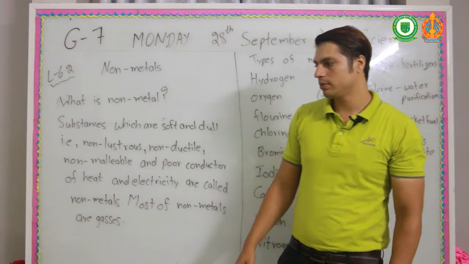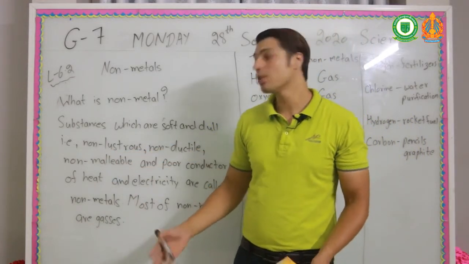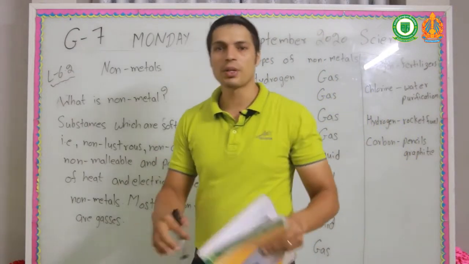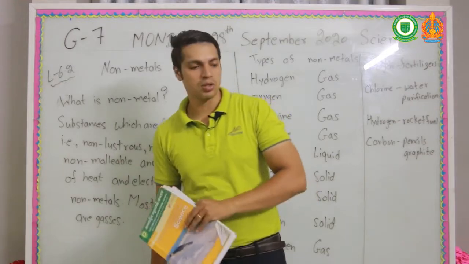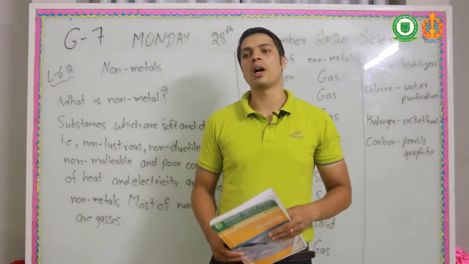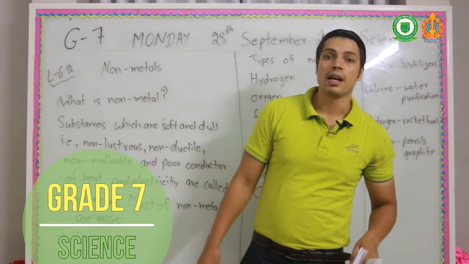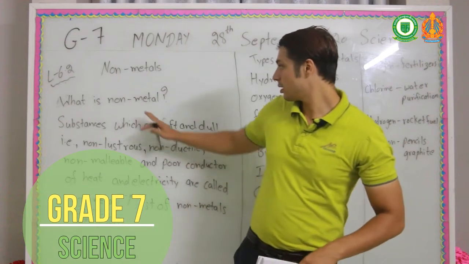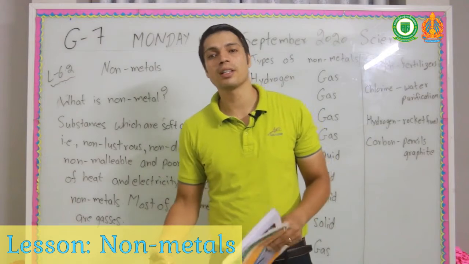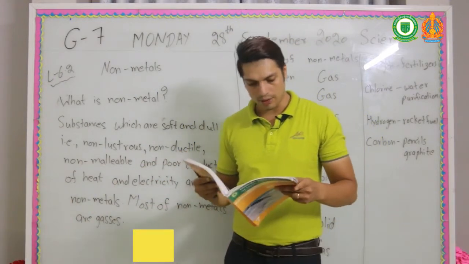Non-metals are non-lustrous, meaning they are not shiny. Non-ductile, meaning they cannot be stretched, like steel. Steel can be stretched to make sheets, and with iron we can make long iron rods. But non-metals are non-ductile and can be broken easily. And non-malleable.